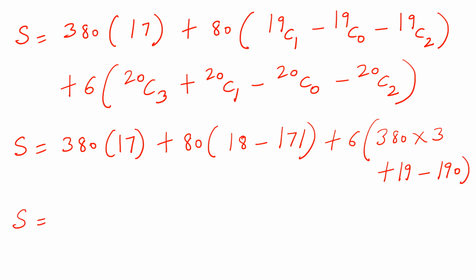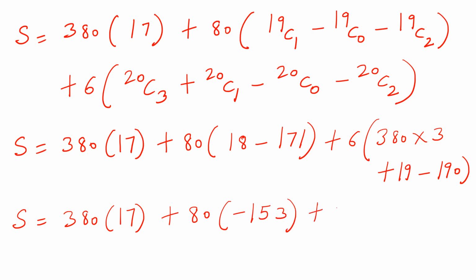Now students, S can further be written as 380 into 17 plus 80 into inside the bracket minus 153. Then we have plus 380 into 18 minus 6 into 171, because 19 minus 190 is equal to minus 171. I have just taken 6 inside the bracket.